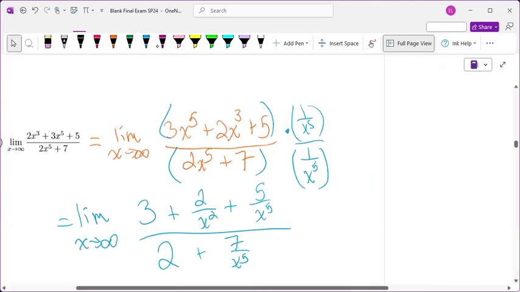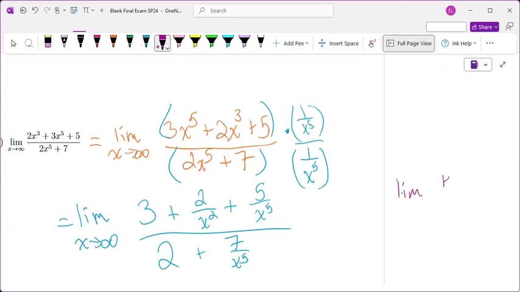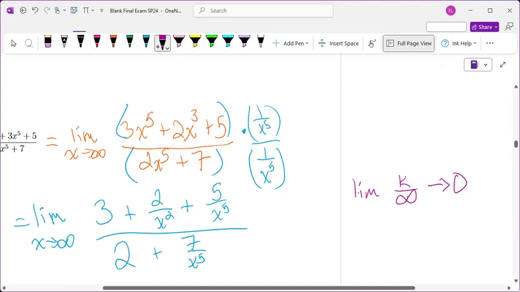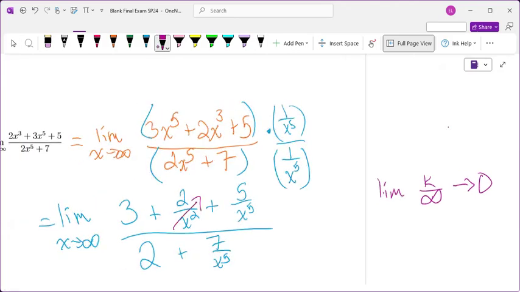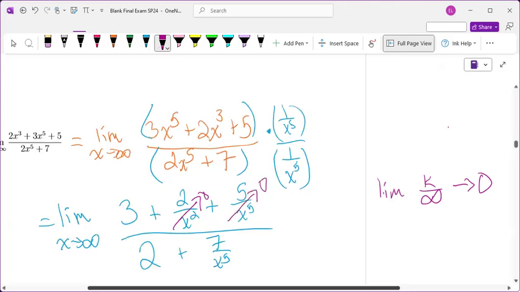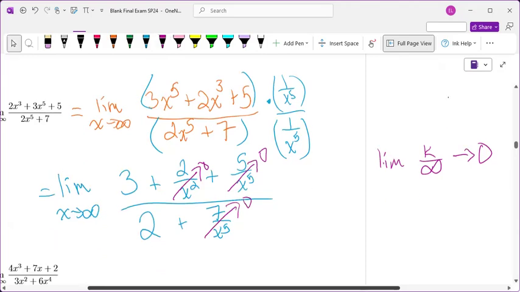Then the other piece of information you have to remember is that the limit of a constant over infinity goes to 0. So when I plug in the infinities here, 2 over x squared will go to 0, 5 over x to the fifth will go to 0, 7 over x to the fifth will go to 0. So when we do the limit as x approaches infinity of this, it's just going to go to 3 plus 0 over 2 plus 0. So the limit actually will equal 3/2, and you didn't have to do 4 to 5 L'Hopital's rules to get there.